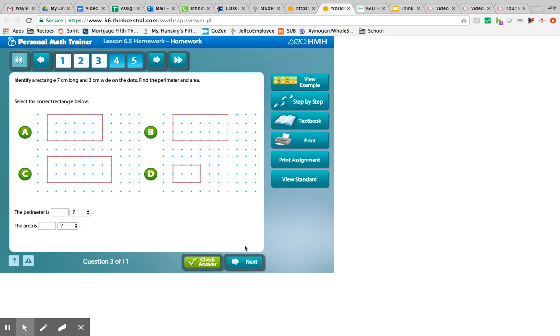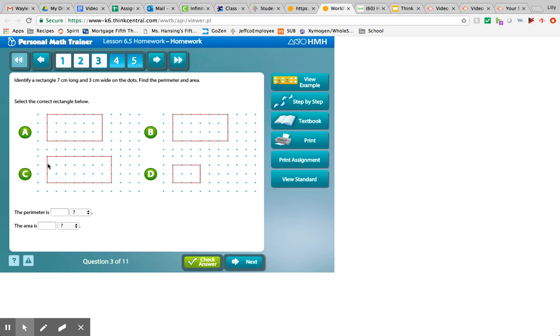Click next. Okay, so another option if you are needing assistance is to click on the textbook. It says identify a rectangle 7 centimeters long and 3 centimeters wide on the dots. Find the perimeter and area. So it's really important that I read those directions. Select the correct rectangle below. So I'm looking for a rectangle 7 centimeters long, 3 centimeters wide.